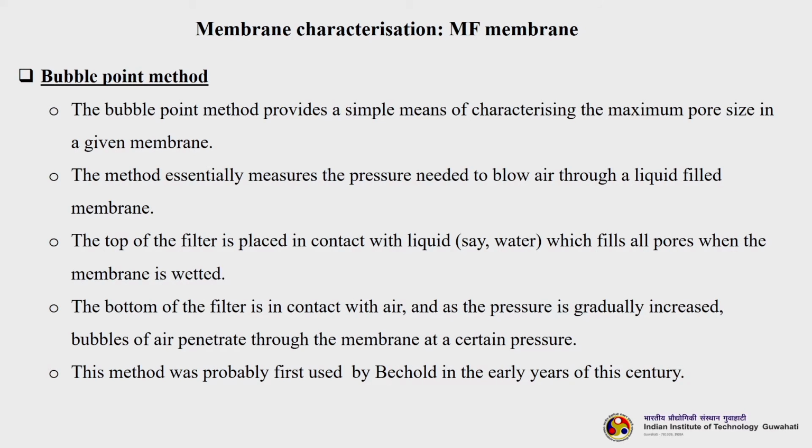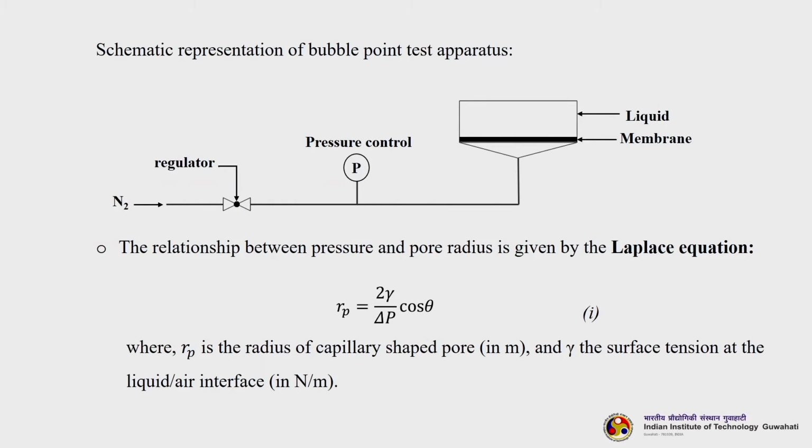This method was first used by Bechhold in the early years of this century. Now, let us understand how this process works. Please see this particular image. There is a module or some arrangement holding your membrane. This is your membrane, and here the liquid is present. Now, I am passing nitrogen from the bottom of this membrane. The membrane is already wetted with the liquid or water.